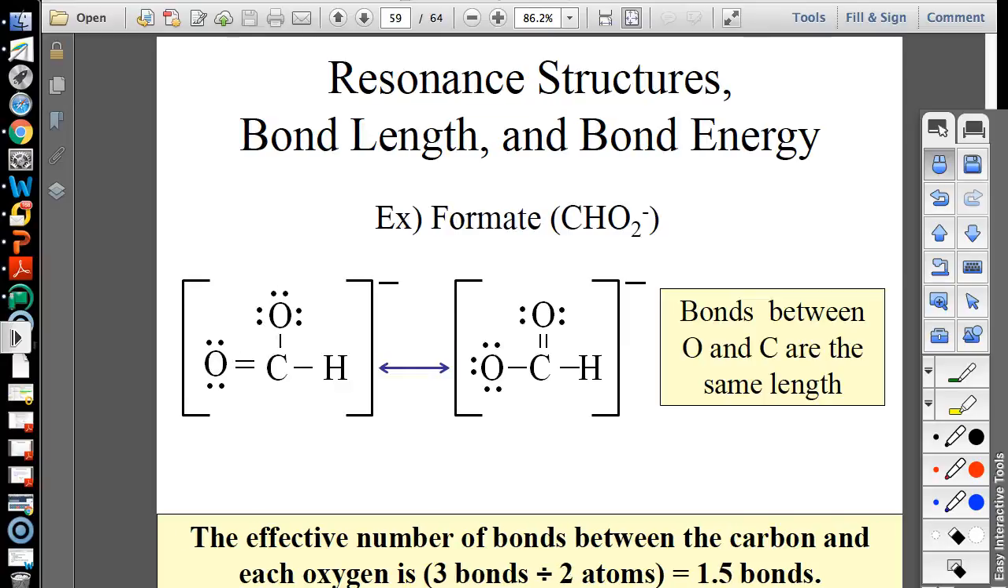In this case, if they were asking about the bond order on the oxygens, again, there are 2 oxygens. There are 2 bonds between the carbon and oxygen. This one's 2 and this one's 1. So it'd just be 2 plus 1 divided by 2, which is 1.5. Same as what we just did a second ago.